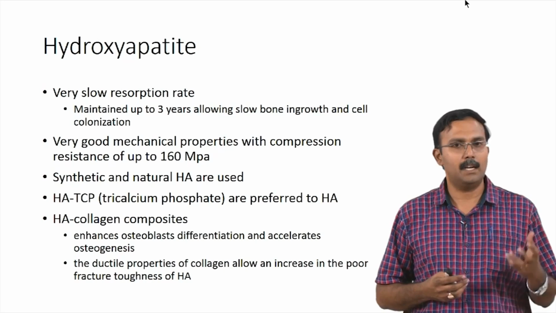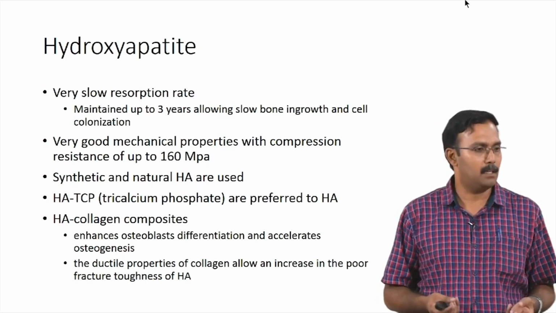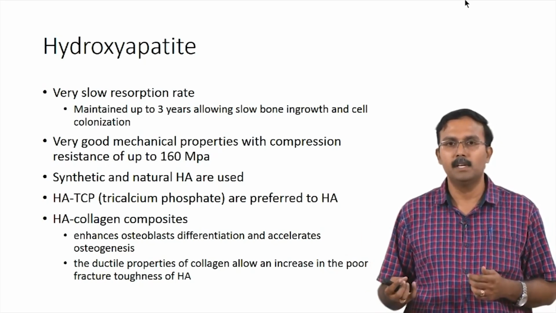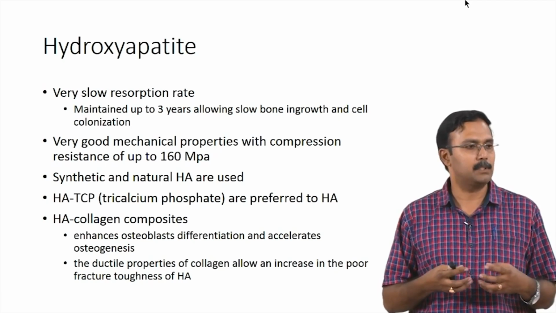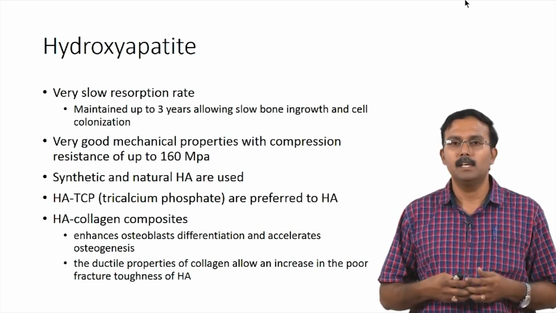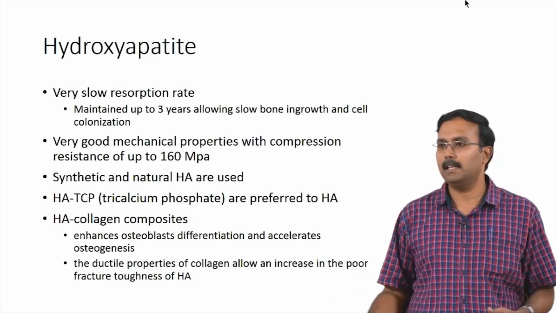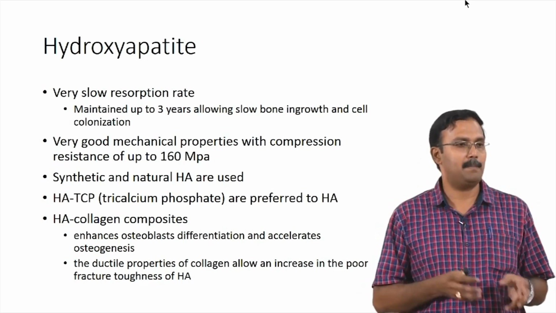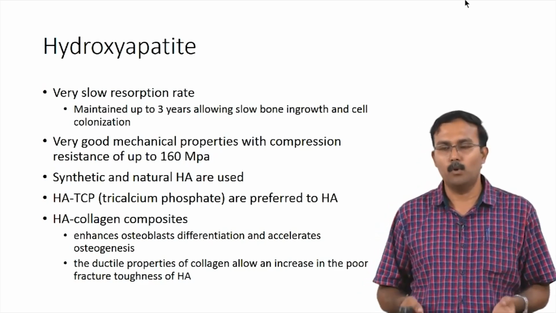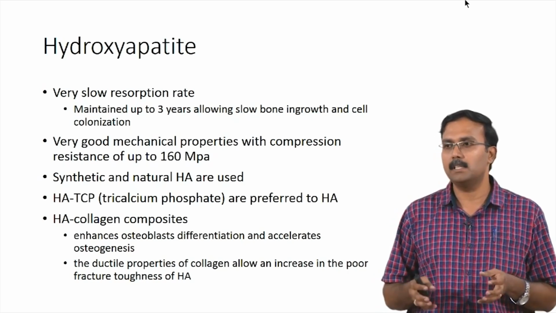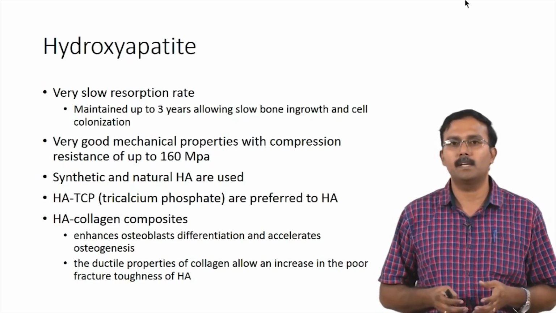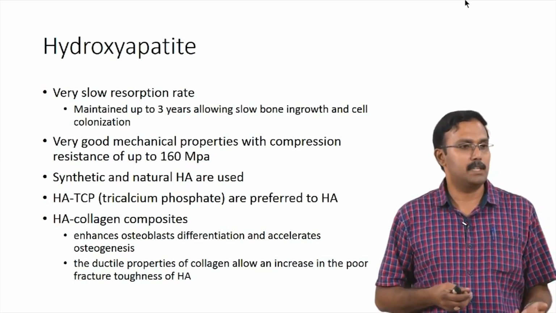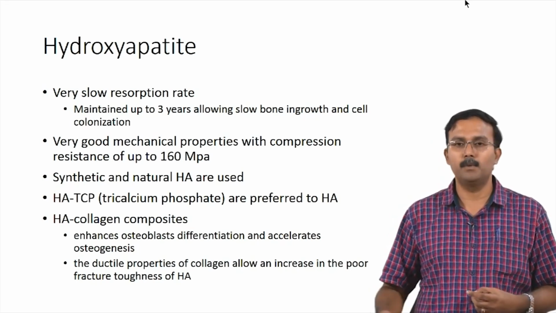Synthetic and natural HA have both been used. To get better properties, people try to use hydroxyapatite along with tricalcium phosphate. This mixture, called biphasic calcium phosphate, is preferred to using hydroxyapatite or tricalcium phosphate independently. People have also tried using hydroxyapatite collagen composites, which is what your bone's ECM is, right. Your bone's ECM primarily contains collagen and hydroxyapatite. This enhances osteoblast differentiation and promotes osteogenesis, so new bone formation improves.